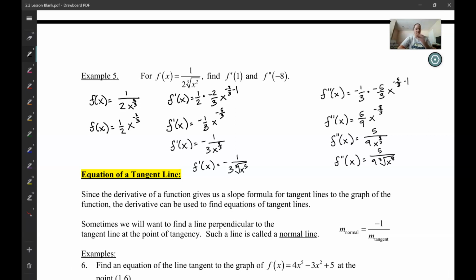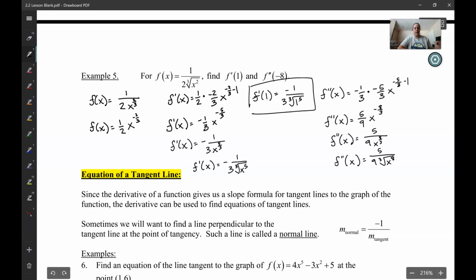So there we go. Now I'm going to plug in my number. So I want f prime of 1. So plug 1 into the first one. So negative 1/3 cube root of 1 to the 5th. Now, do we need to simplify that? Nope. Leave it like that and you're fine.